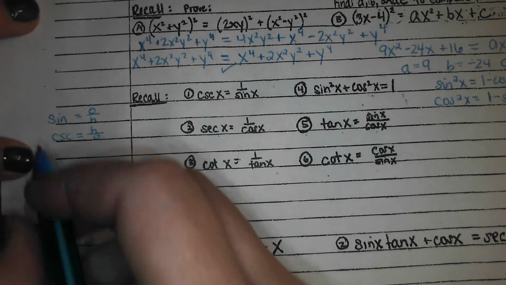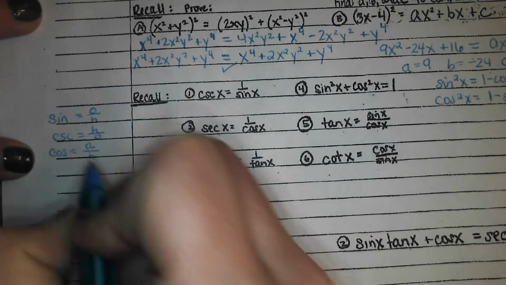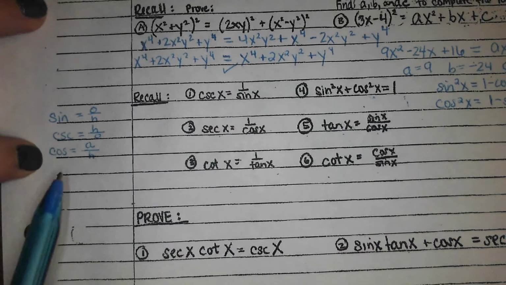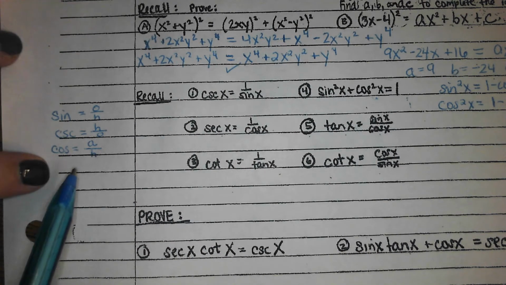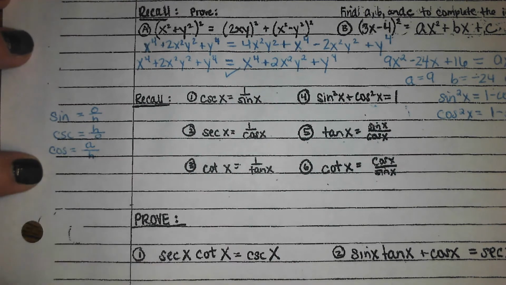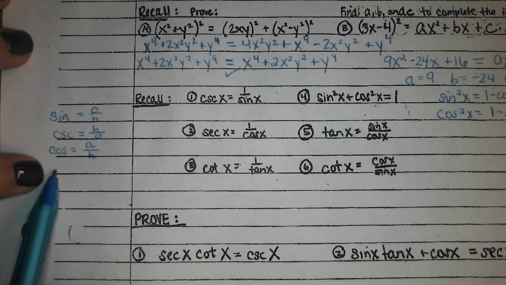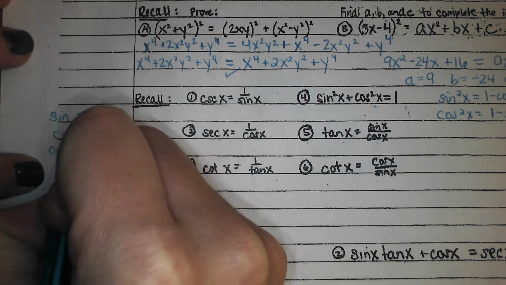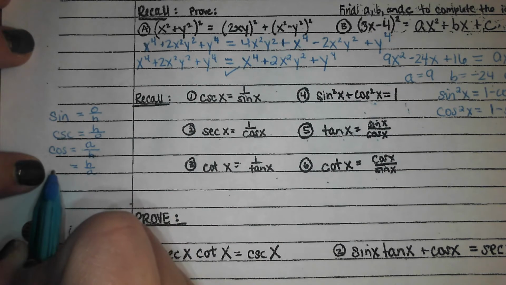And then if cosine is adjacent over hypotenuse, what's the reciprocal of that, Jack? B. Which function is the reciprocal of cosine? Yeah, but what's the function? It is hypotenuse over adjacent, but what's the function? Correct.